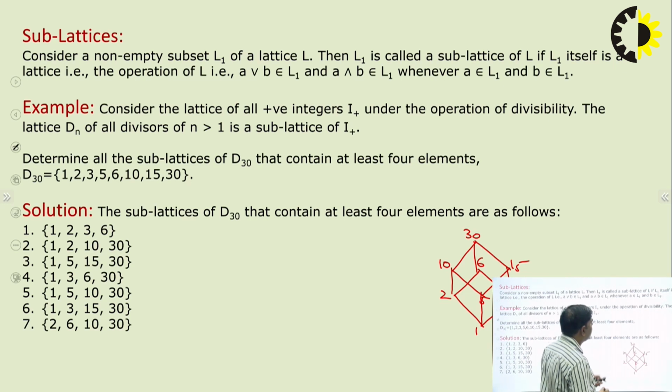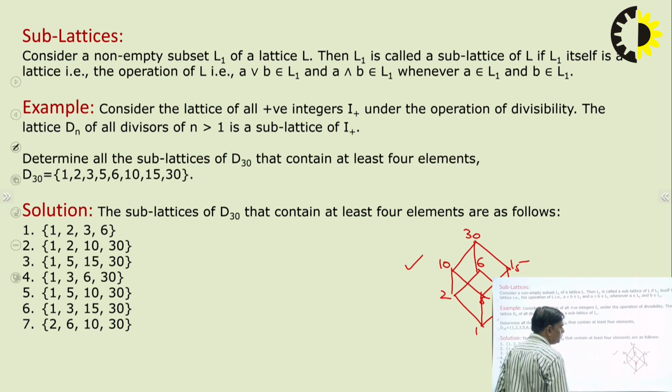For example, this is the poset for D30. What is D30? We consider all the elements which can divide 30: 1, 2, 3, 5, 6, 10, 15 and 30. We consider these elements, and for these elements we can create a poset. So this is the poset for the D30 relation.